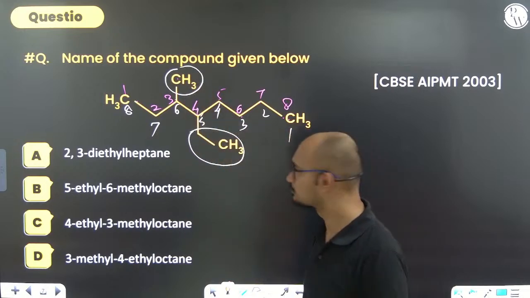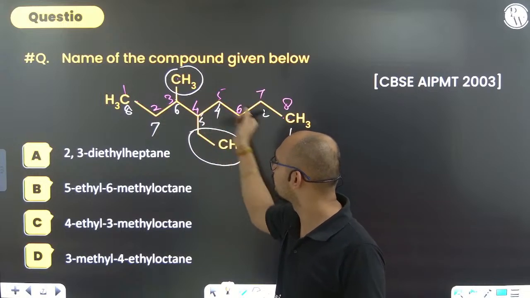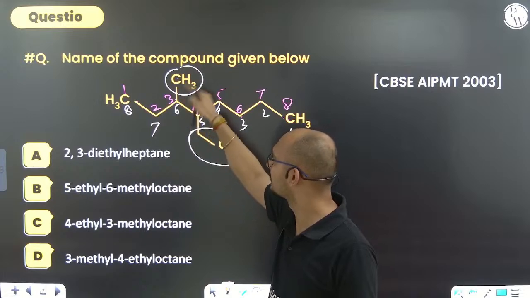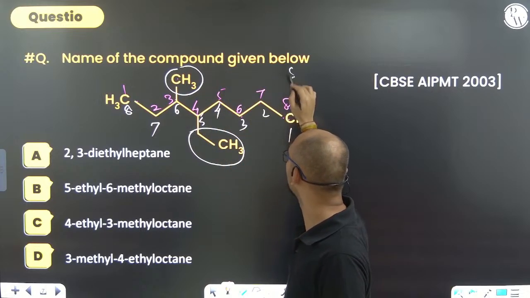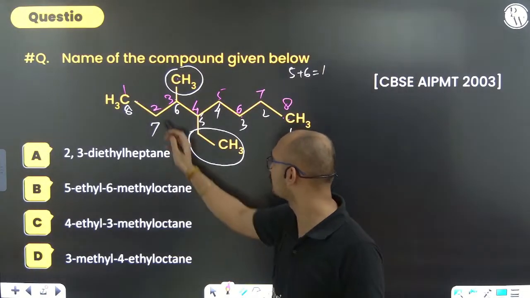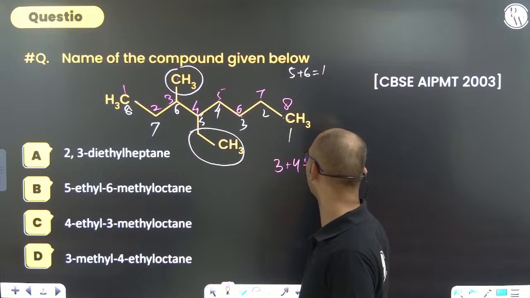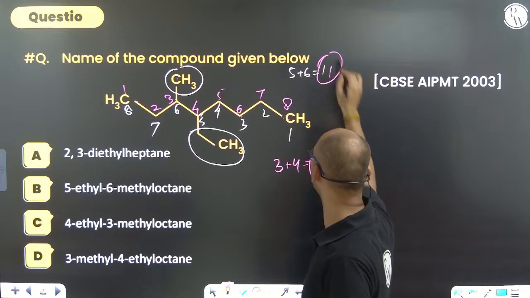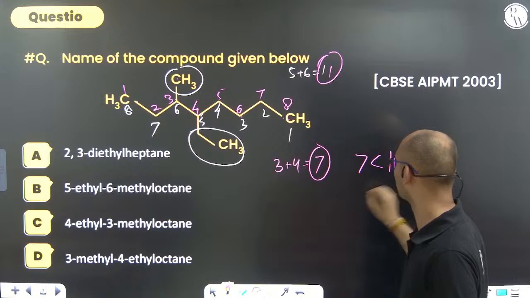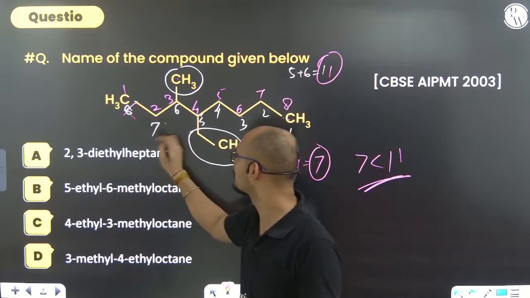You can see substituents are there. So this ethyl is at which position? 5. And if you are going from white, here it is 6. So with white it is coming 5 plus 6, that is 11. But with pink it is coming, chalo batao zara pink se, 3 and 4. So 3 plus 4 is coming how much? 7. I hope you all can see that it is 11 and it is 7. 7 is less than 11. So what can we say? We should go with the pink numbering, not the white. So white is wrong. Leave it.